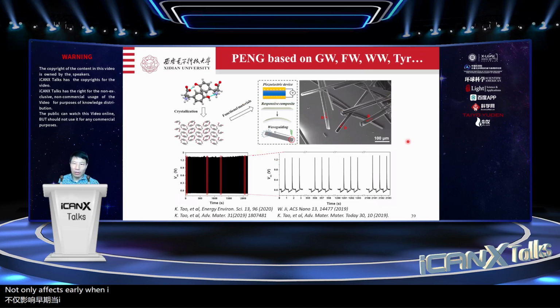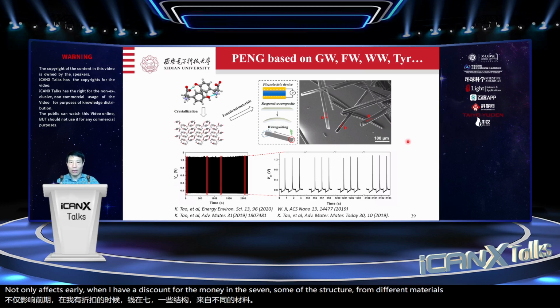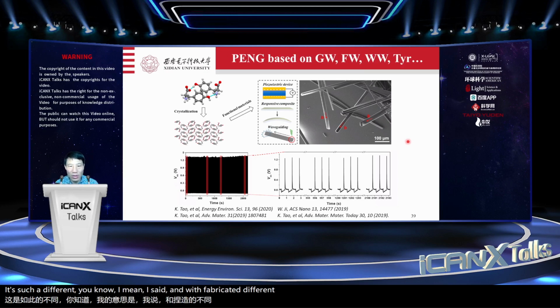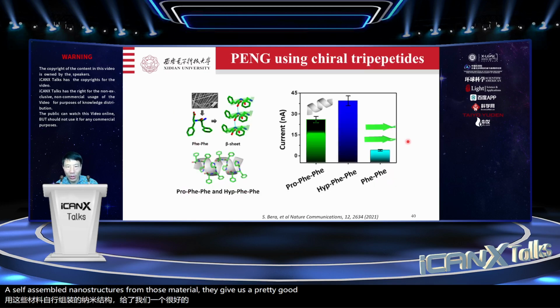Not only FF. Earlier, we discussed many self-assembled structures from different materials like GW, FW, tyrosine, etc., different amino acids. And we fabricated different piezoelectric nanogenerators from self-assembled nano and microstructures from those materials. They give us pretty good performance. And for those chiral tripeptides, probably you still remember that collagen. That material can also be used to fabricate piezoelectric nanogenerators.